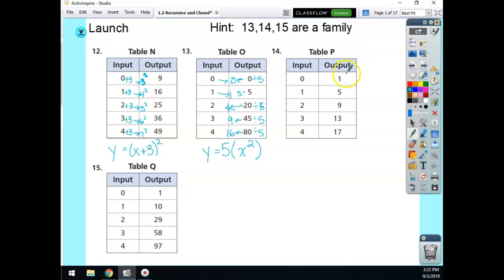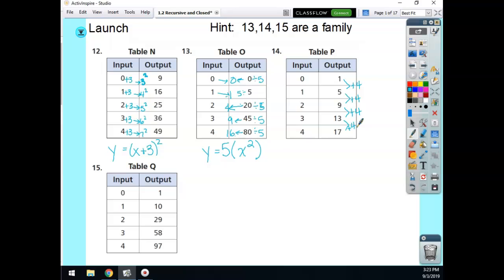So on 14, again, there's not really any pattern. Each one of these is changing. It's adding by 4 every time. So I'm adding 4 to each one of these. So 1 plus 4 is 5, 5 plus 4 is 9, 9 plus 4 is 13, 13 plus 4 is 17.